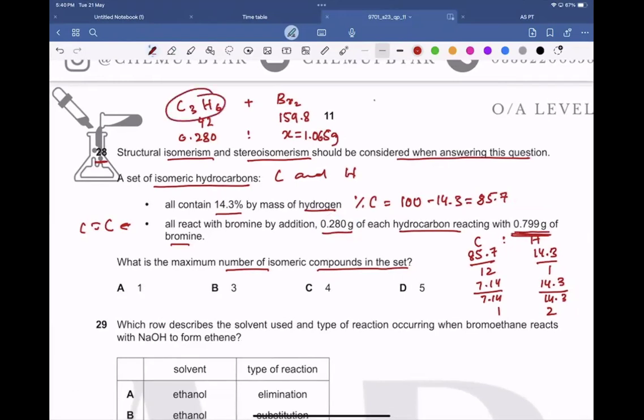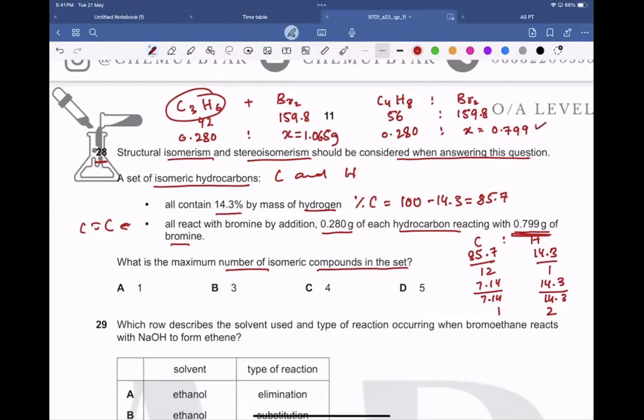Okay, let's work with C4. If it's C4H8 and we are reacting with the bromine, we know their mole ratio is 1:1. So C4 is 12 times 4 is 48. 48 plus 8 is 56. So 56 is reacting with 159.8 and 0.280 with X. Now, can anyone calculate the value of X? Yeah, I think now you are going to get 0.799. In this case, you are getting 0.799, isn't it?